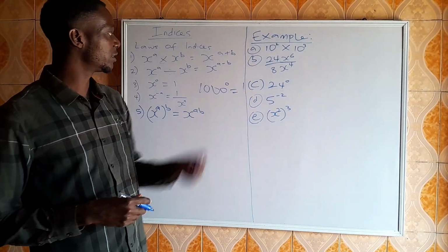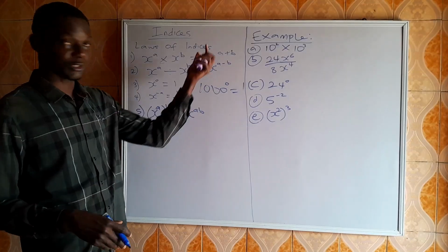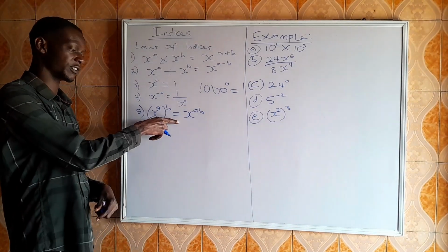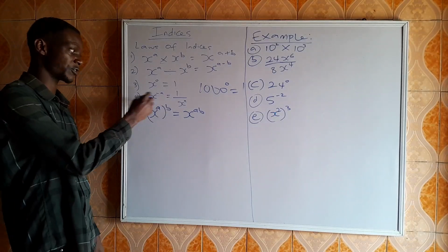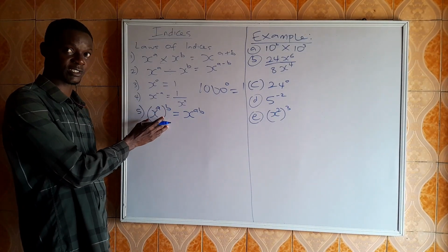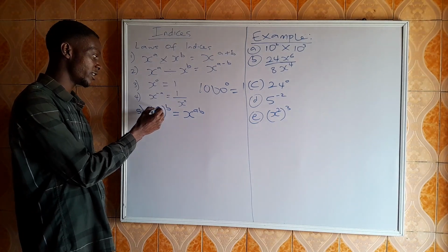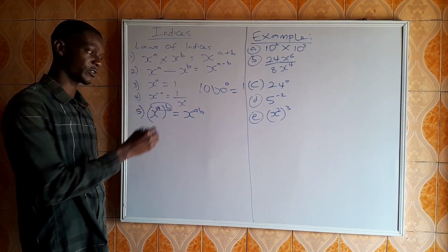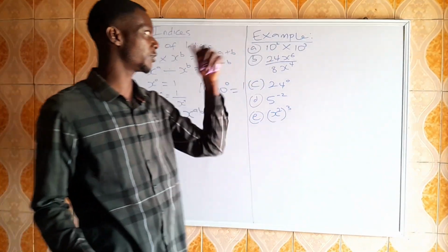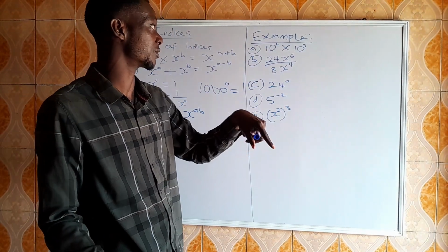Now, let's solve these few questions based on the 5 laws I wrote up. Sorry, I forgot to mention this is the 5th law. Now, if you have x raised to the power a, everything in brackets, then raised to the power b, the powers will multiply each other and it will become x raised to the power ab. So you have this. Now, let's just solve these simple questions.